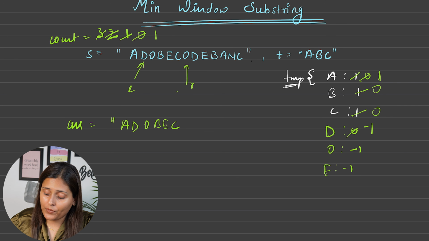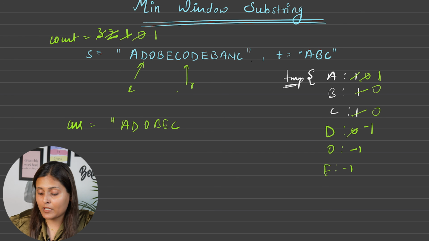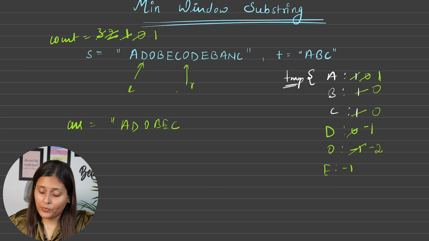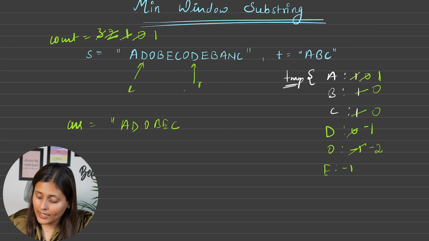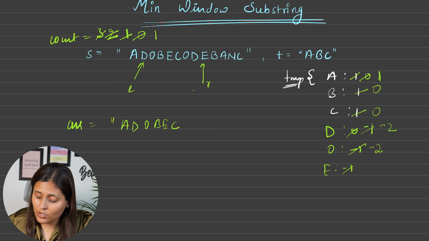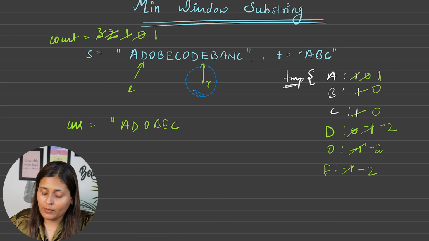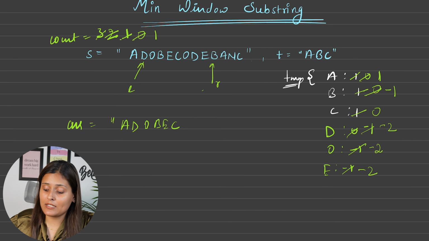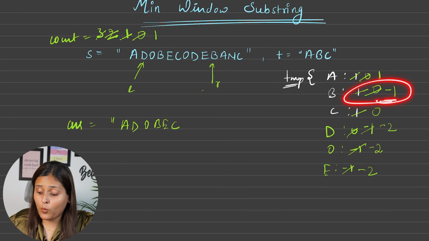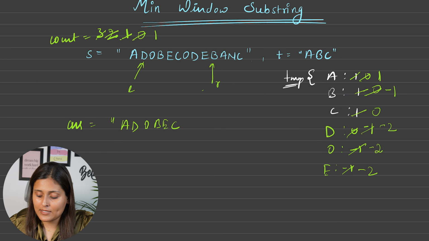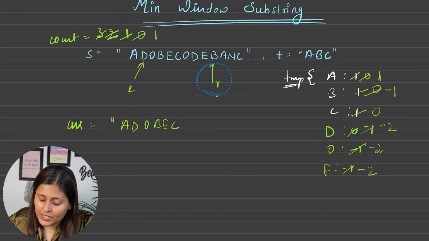We will add this O. O is already there, so we will again decrement, because R is decrementing the frequencies. So -2. Again we will move R at D. Again decrement the frequency, -2. Again we'll move this R ahead. Again decrement the frequency of E, -2. Again move to B. B we will reduce to -1, because as you can see it is negative, means we wanted 1 and we are at -1, means we have got 2 such B's in this, and you can see this B and this B. Yes, still count is not 0, so hence we will again move this at A.